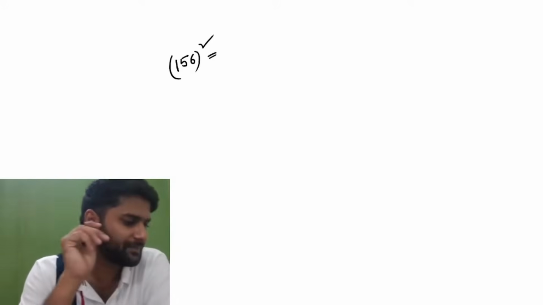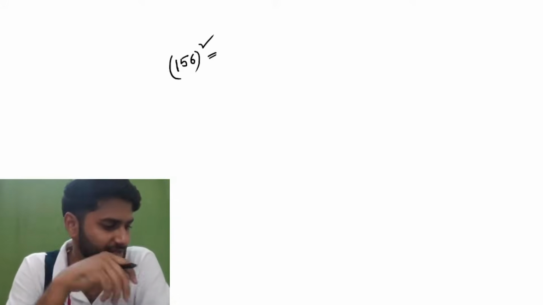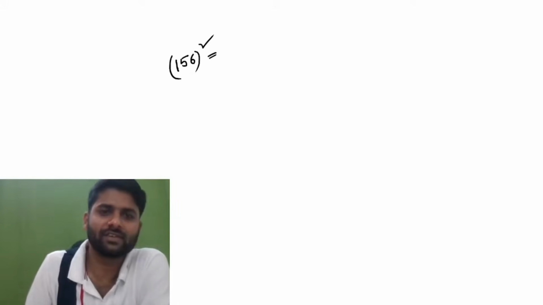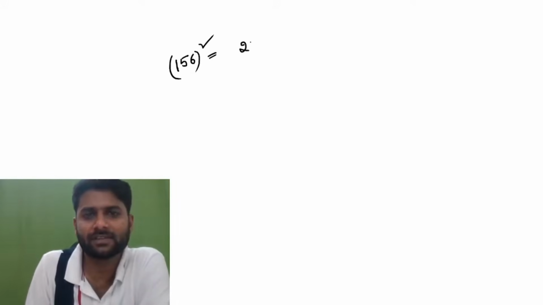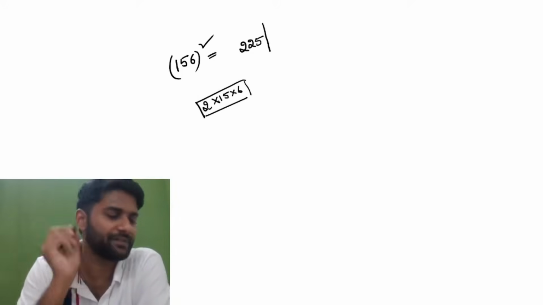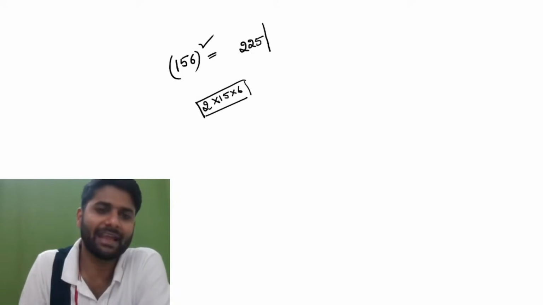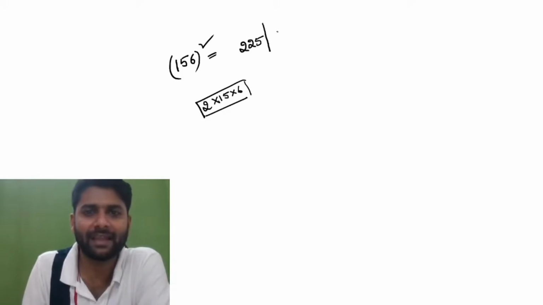Find the value of 156 square. Answer for 156 whole square. Again, 15 square is 225. 2 is multiplied with 15 is multiplied with 6. You know that 15 into 6 is 90, and 90 into 2 is 180.